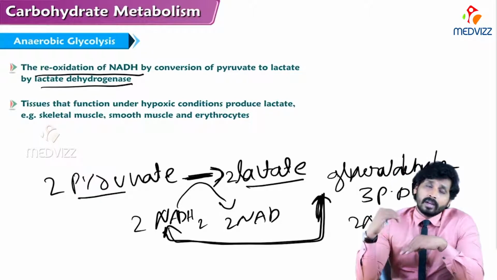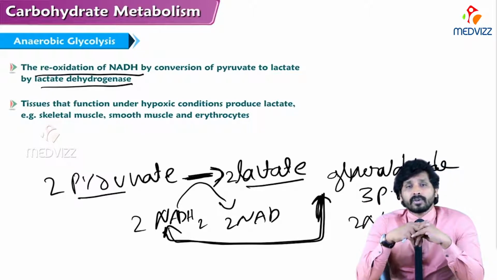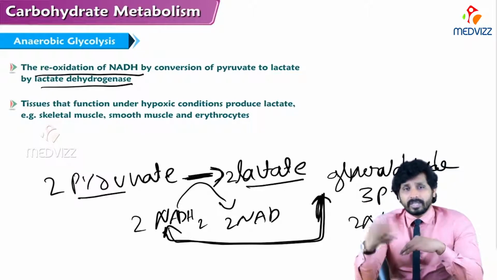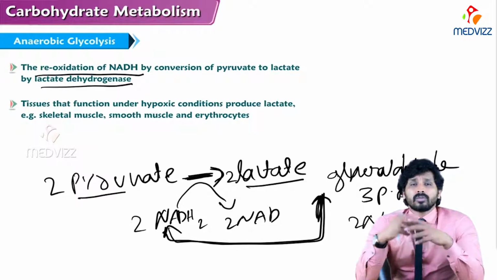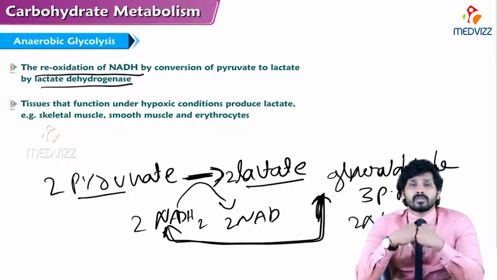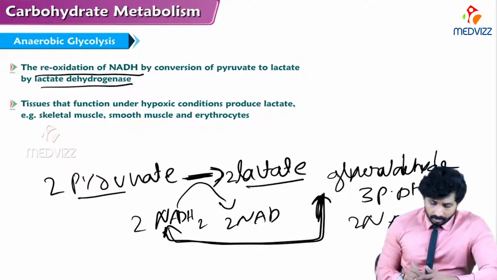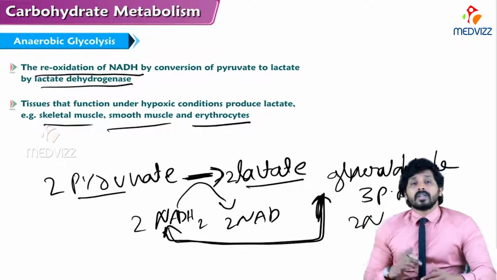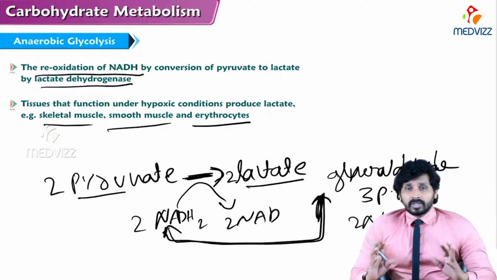Suppose you are trekking at a higher altitude where there is a low level of oxygen. What happens? Most of the cells start producing lactate. If you are hitting the gym and doing strenuous exercise, there is also a shortening of breath, and there is no availability of oxygen at the skeletal muscle. So there also pyruvate will produce lactate. Skeletal muscles, smooth muscles and erythrocytes have a chance of producing lactate in conditions like the absence of oxygen.